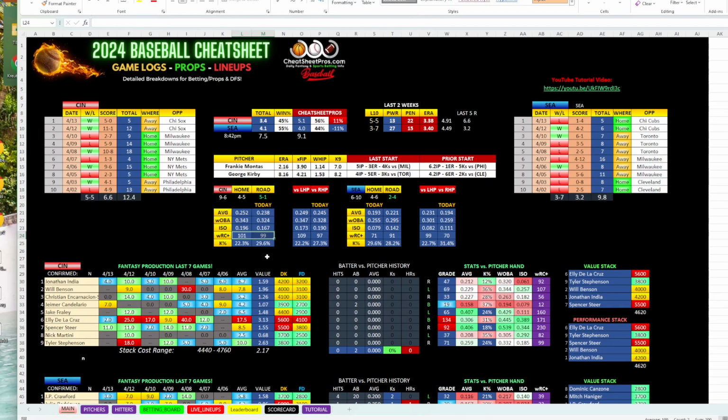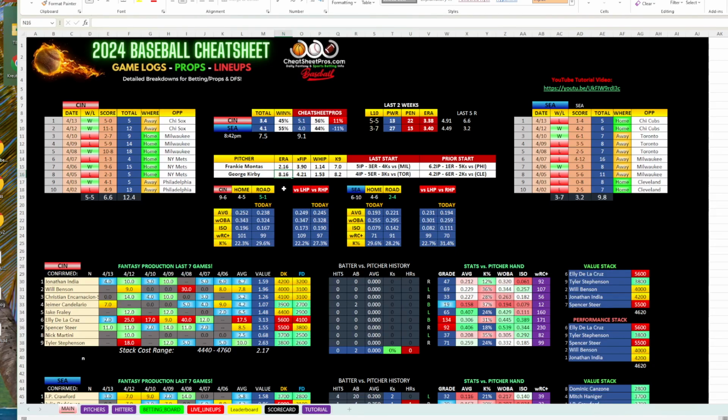So let's go ahead and take a look at the pitchers. Well, we can see here these pitchers. Montas hasn't been too bad. You can see all my stuff with ERA and xFIP. Here's a good indication of one. But Kirby's the one that kind of jumps out at me. He's got an ERA of 8.16.